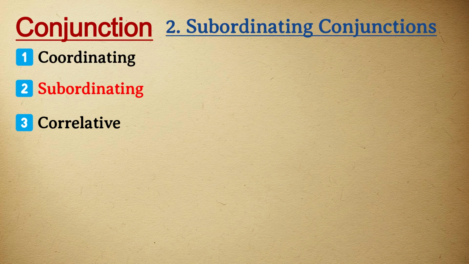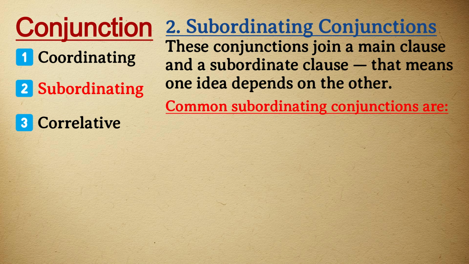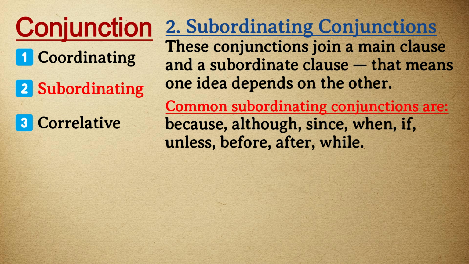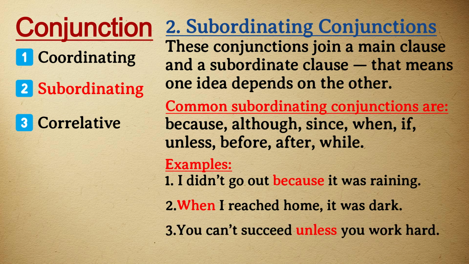2. Subordinating conjunctions. These conjunctions join a main clause and a subordinate clause. That means one idea depends on the other for complete meaning. Common subordinating conjunctions are because, although, since, when, if, unless, before, after, while. Examples: I didn't go out because it was raining. When I reached home, it was dark. You can't succeed unless you work hard. Here, one part of the sentence depends on the other for complete meaning.